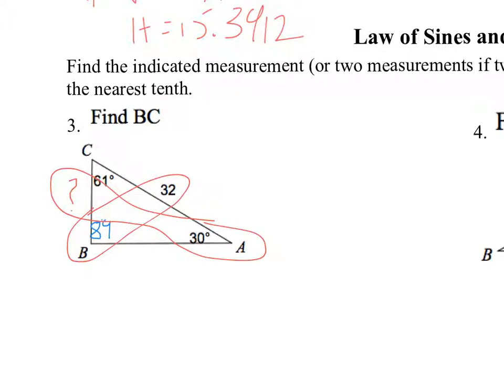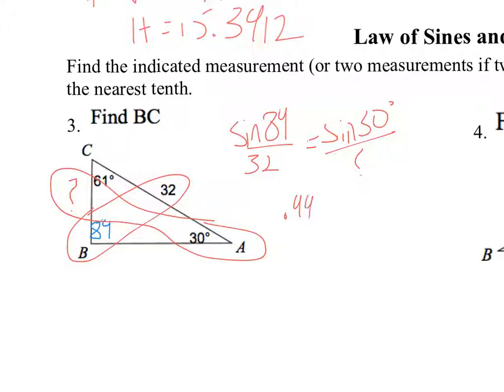We've got sine of 89 over 32 is equal to sine 30 over question mark. Sine of 89 is going to be really close to 1. So it's going to be 0.9998 over 32 is equal to sine of 30, which is 0.5 exactly, over question mark.